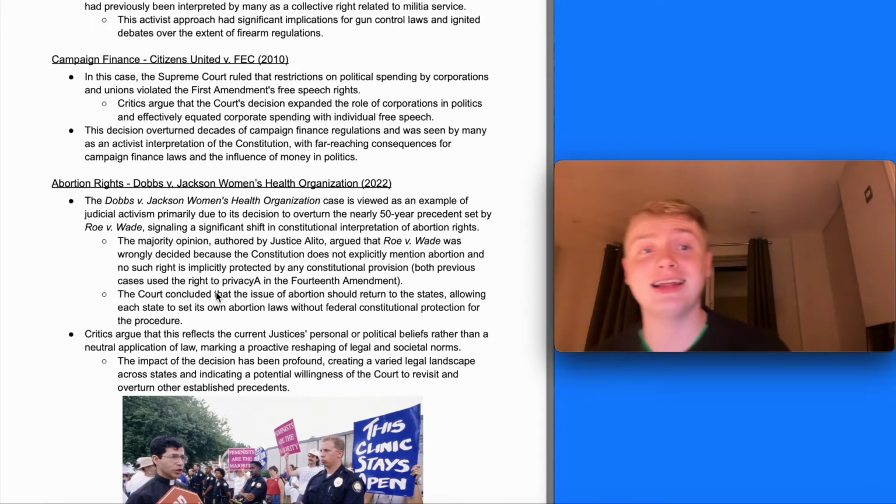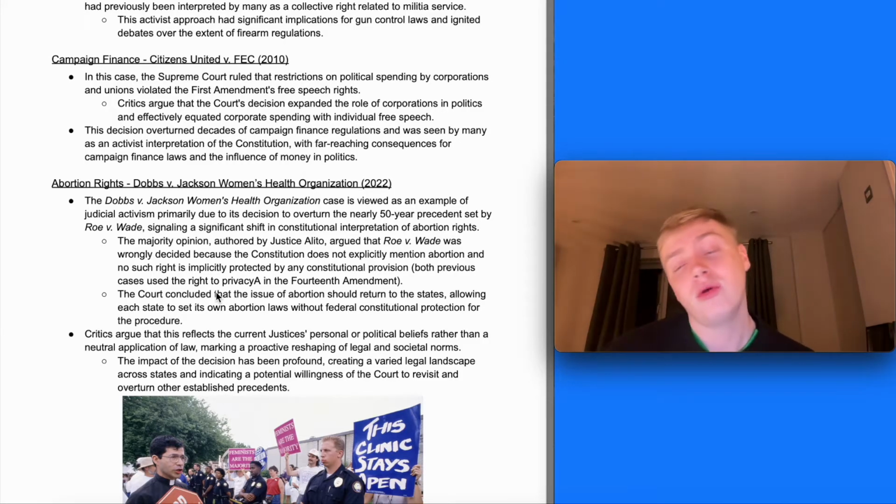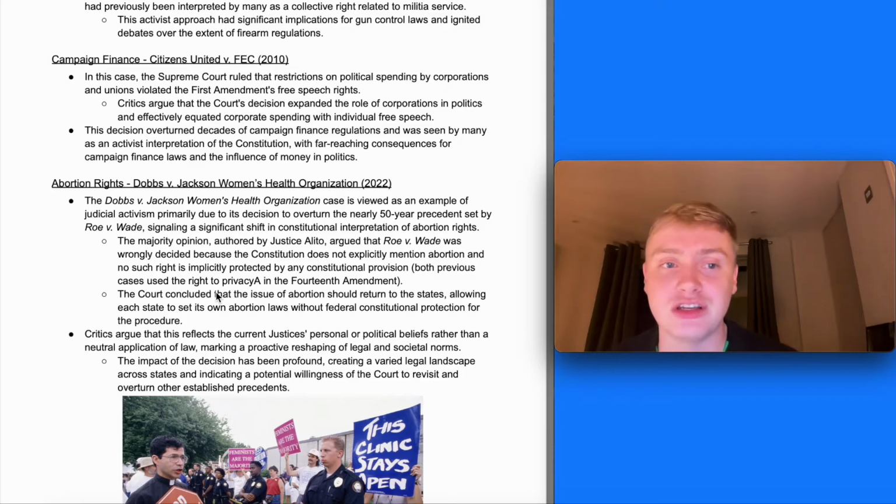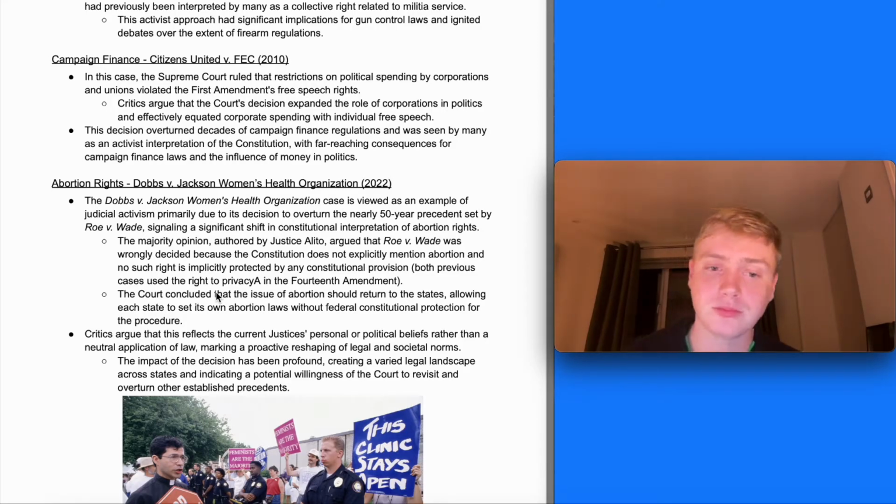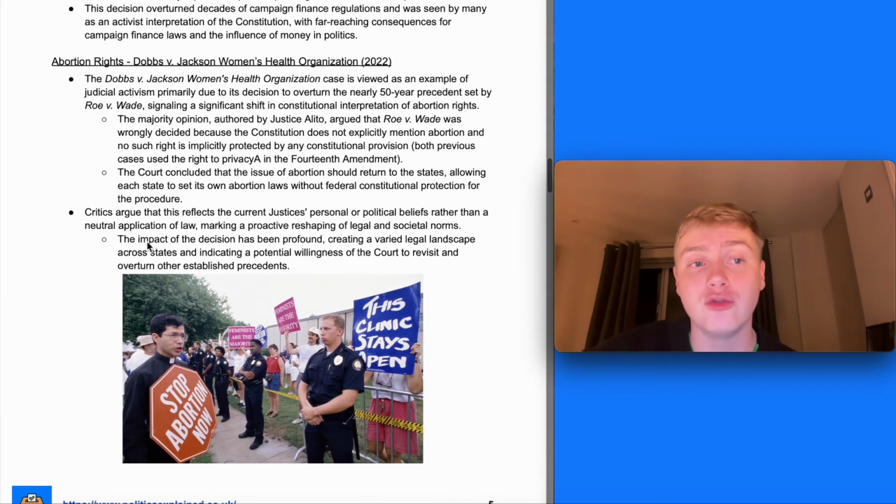In terms of campaign finance, Citizens United was a really key case, where the court ruled that restrictions on political spending by corporations and unions violated the First Amendment's free speech rights. And critics argued the court's decision expanded the role of corporations in politics and effectively equated corporate spending with individual free speech. And it overturned decades of campaign finance regulations and previous rulings, and was seen by many as an activist interpretation of the court, with far-reaching consequences for campaign finance laws and the influence of money in politics.